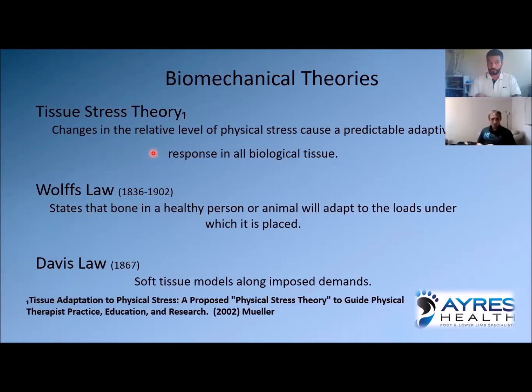Tissue stress theory is basically built on something called Wolff's law and Davis's law. Wolff's law states that bone in a healthy person or animal will adapt to the loads that it's placed under, and Davis's law is pretty much the same thing, saying soft tissue within the body is going to adapt to the imposed demands. If we look at how old these theories are, 1867, and Wolff's law sometime between 1836 and 1902, then we're quite sure of how those theories work. Any forces that the body's subjected to, it's going to adapt and get used to.